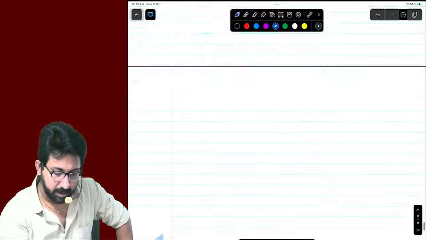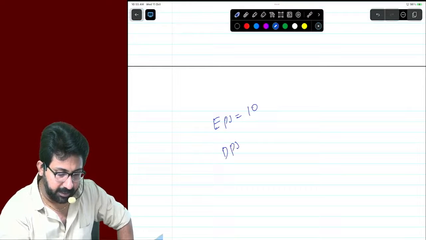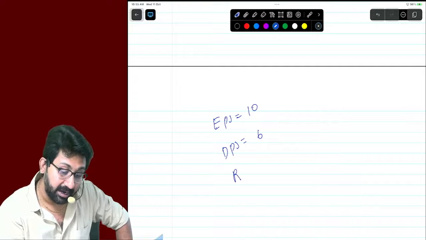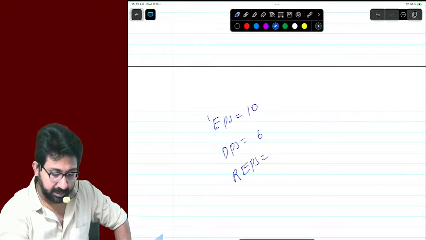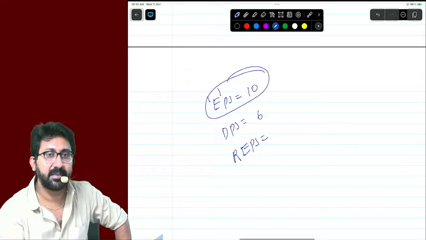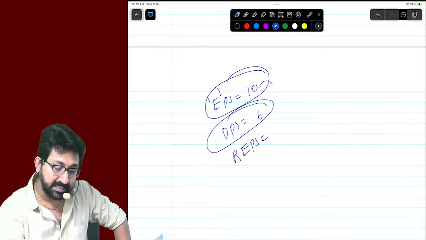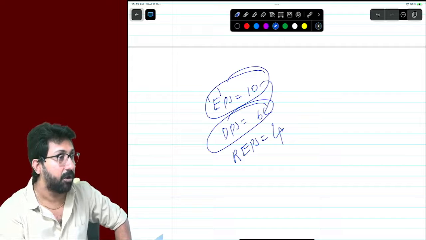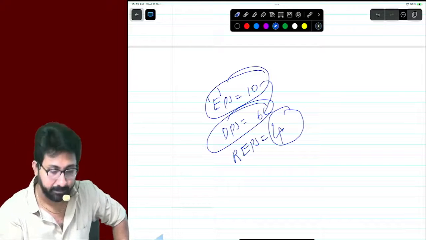Tell me. My EPS is 10, DPS is 6. What is the balance called as? Retained earnings per share. What is this? Earnings per share. From this 10 rupees, how much have I paid? 6 rupees I have paid. What is the balance available? 4. What is this 4 called as? Retained earnings per share. Tell me.